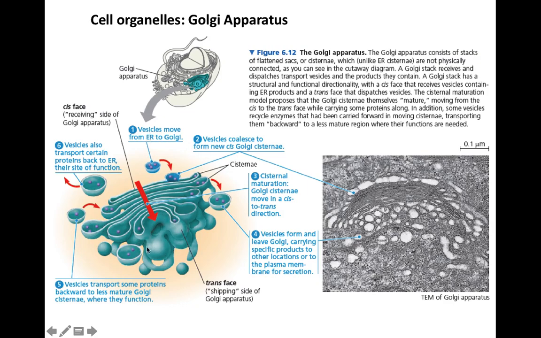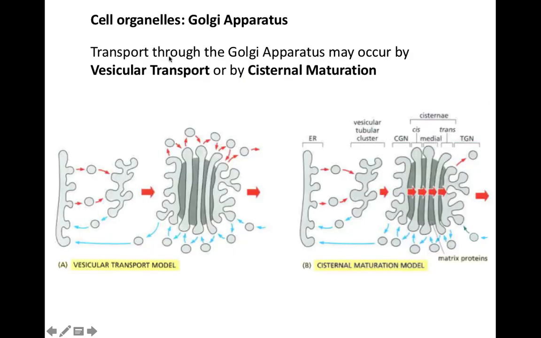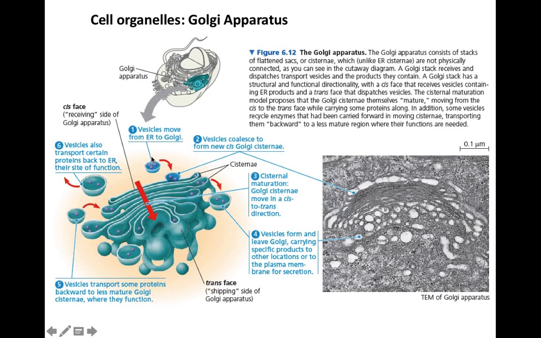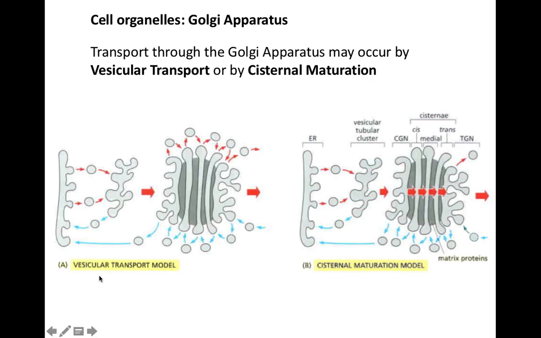And sometimes these vesicles can also move backwards to the previous cisternae, or even backwards towards the ER. We will discuss these things later. So there are two models for the movement of products from the cis phase towards the trans phase of the Golgi apparatus. One is known as the vesicular transport model, and the second one is known as the cisternal maturation model.